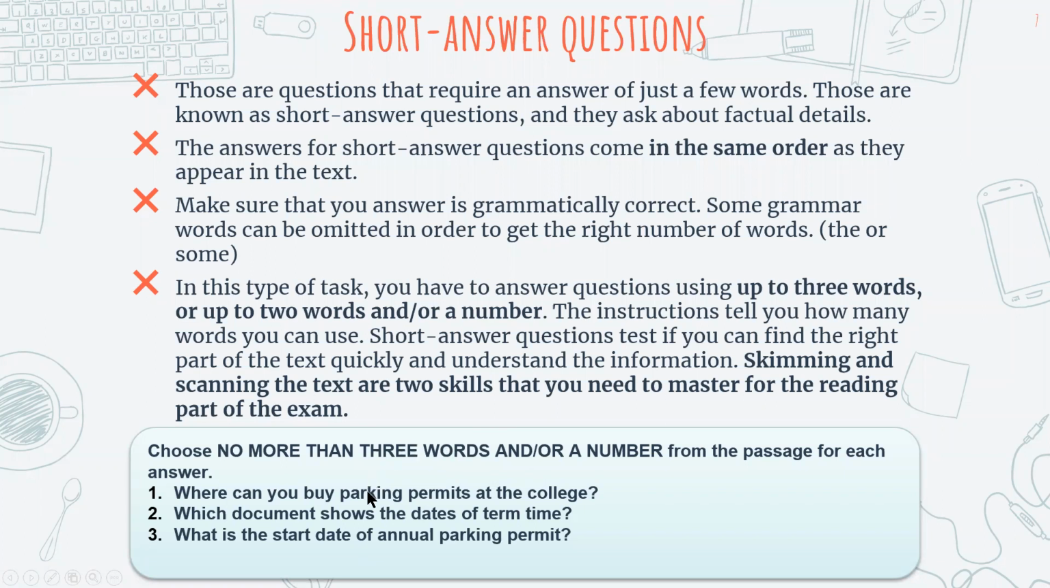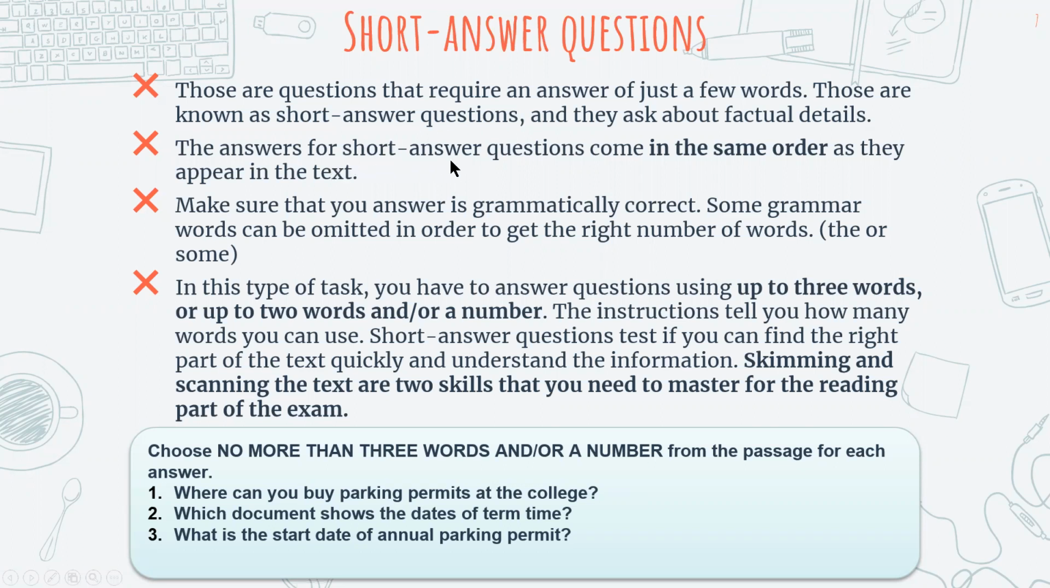If you see down here, choose no more than 3 words and or a number from the passage for each answer. And then you have 3 questions. So you will answer these 3 questions with no more than 3 words and or a number from the passage. So you'll have to locate the answer from the passage. Let's read this slide. Those are questions that require an answer of just a few words. Those are known as short answer questions, and they ask about factual details from the passage, of course.